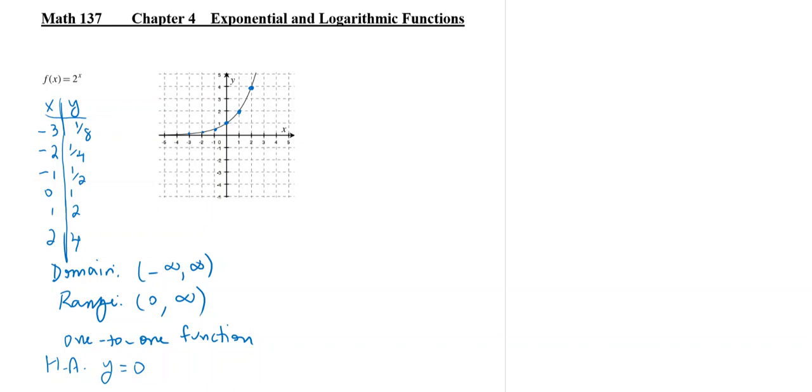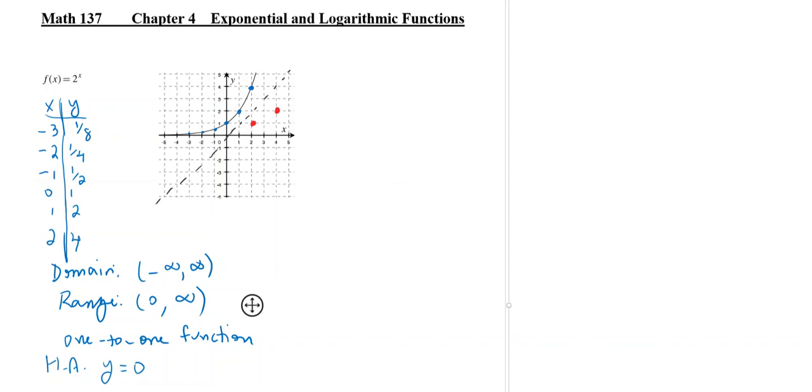Now, because this is a one-to-one function, we know that it has an inverse. And we can graph the inverse by drawing the line y equals x, and then flipping the graph of y equals 2 to the x over this line y equals x. Remember, when you graph the inverse and you flip over the line, all the coordinates switch. So the point 2, 4 on the new graph will be the point 4, 2. So this point flips over to this point. The point 1, 2 will get flipped over to the point 2, 1.